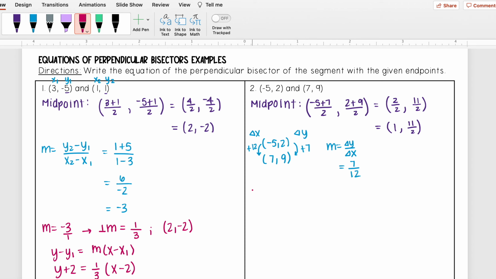Now I need to figure out my perpendicular slope. So my slope here is 7 over 12. So my perpendicular slope is, first I need the opposite sign. Since this one's positive, my perpendicular slope is going to be negative. And then I need the reciprocal, so I need to flip that around. So this is going to be -12 over 7.